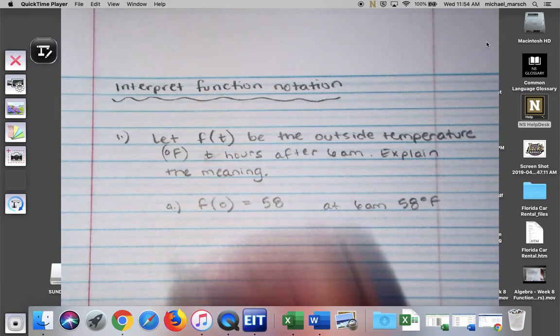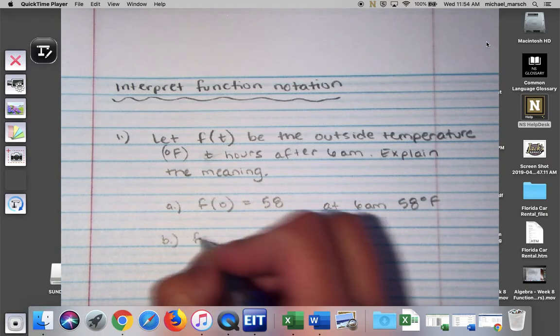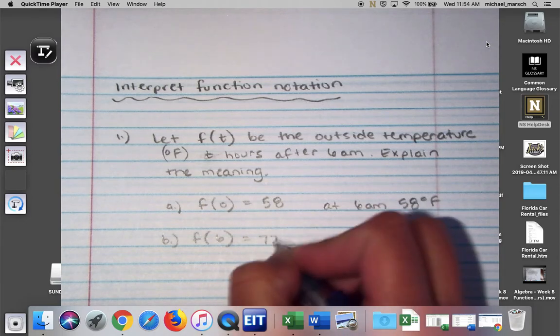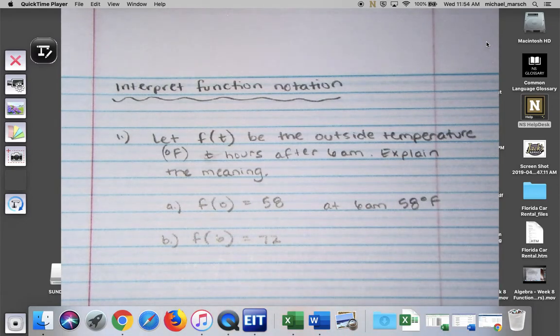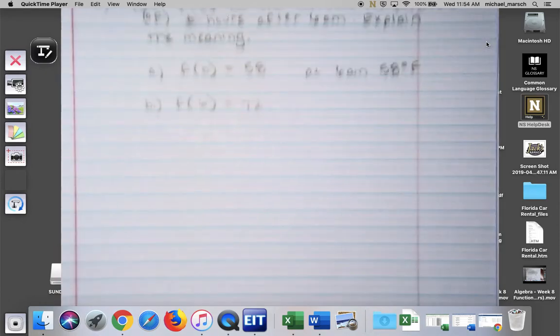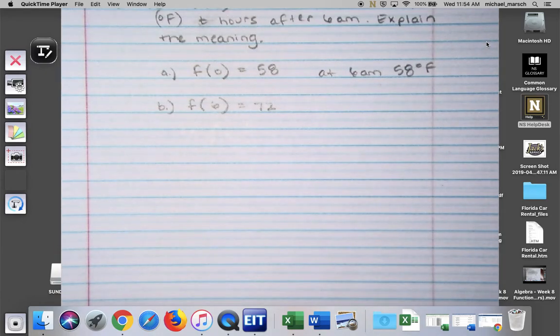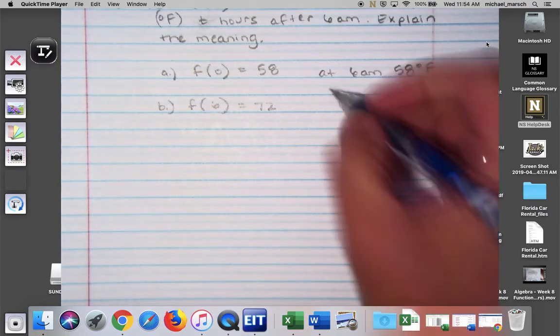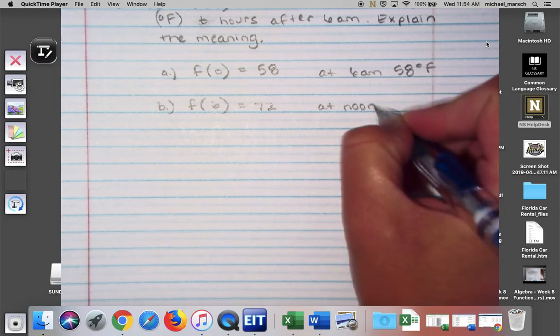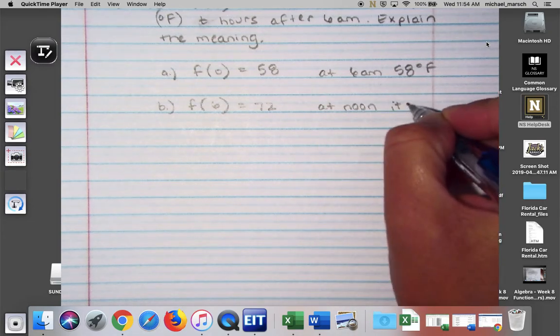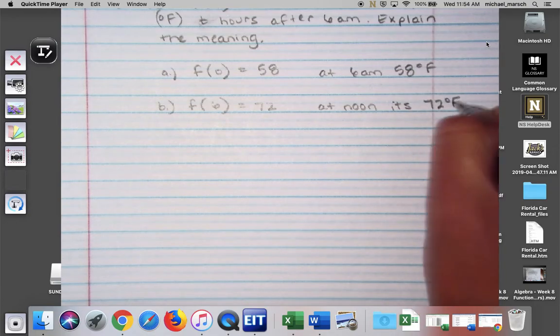Try another one. Function of 6 equals 72. So what is that telling me? What does that mean? Ethan? 6 hours after 6 a.m. and 72 degrees. Okay, so what time is that? 1 p.m. Oh, wait, no, 12 p.m. Yeah, it's noon, right? At noon, it's 72 degrees Fahrenheit.